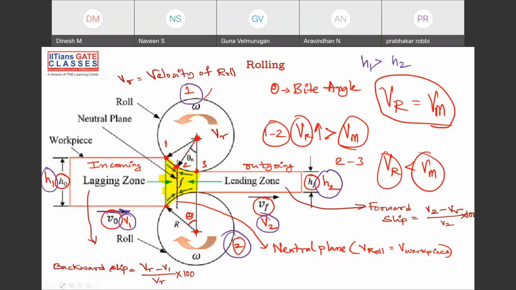Sir, why is the friction in the forward direction? Can anyone explain this? This is a very nice point, actually. So if you have a block moving to the right side with some force F, friction will be in which direction? Obviously opposite to F.